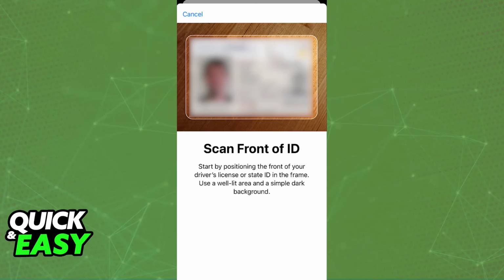In the future, if they expand the availability, you simply have to follow the same steps that I described and you will be able to get this done. I hope I was able to answer any questions that you had on how to add driver's license to Apple Wallet Australia.